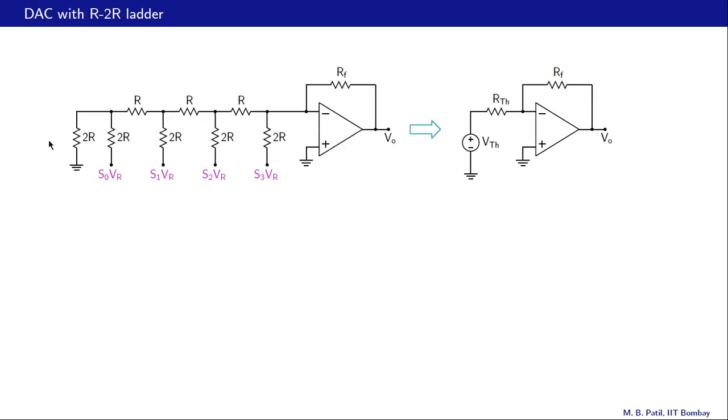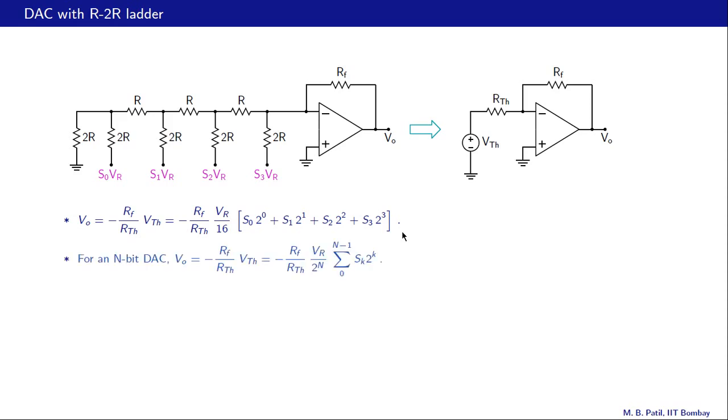So here is a DAC circuit made with an op amp. This is our R2R ladder network, and as we have already seen, this entire network can be represented by its Thevenin equivalent RTH and VTH. And so now the circuit looks like this, and this is nothing but an inverting amplifier. So we have VO equal to minus RF by RTH times VTH, as simple as that. And when we substitute for VTH from the last slide, we get this expression.